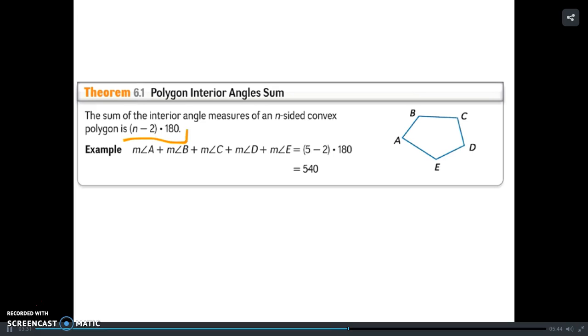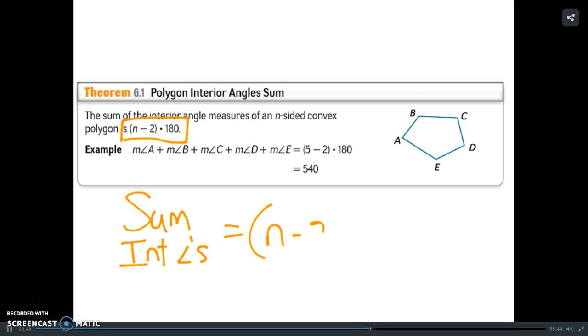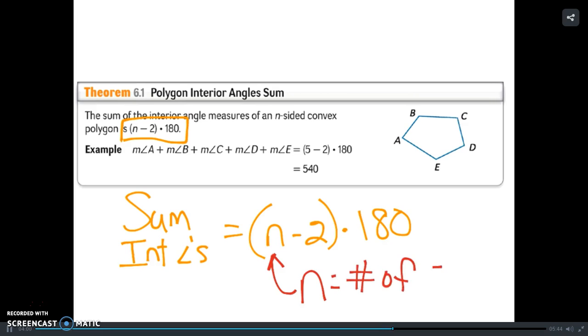So you need to be sure that this formula is in your notes. And the formula is for the sum, meaning we're going to be adding up, of the interior angles of a polygon. Okay? It only works for the interior angles of a polygon. It won't work for something that's not a polygon, and it won't work for anything other than the interior angles. It's also really important that you know that N stands for the number of sides. Okay? So that's really helpful.